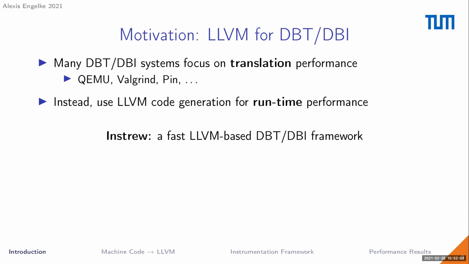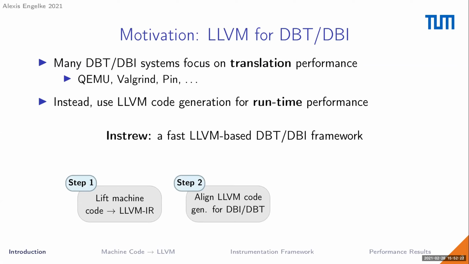All right, so how are we going to do this? Well, step one is the heavy lifting: we need to lift the machine code to LLVM-IR, so we have the semantics in place. The second step is that we need to align the DBT, DBI environment for the LLVM code generator.